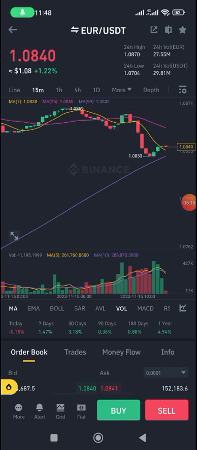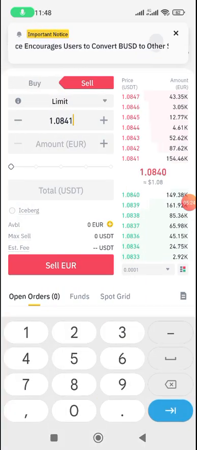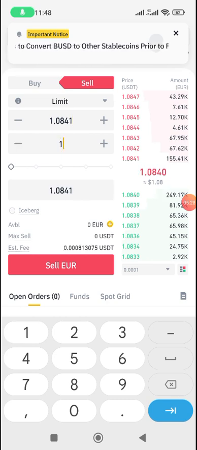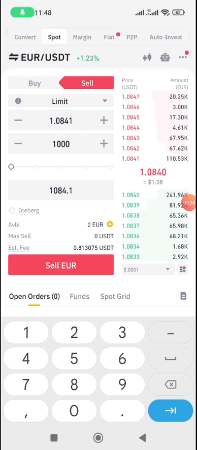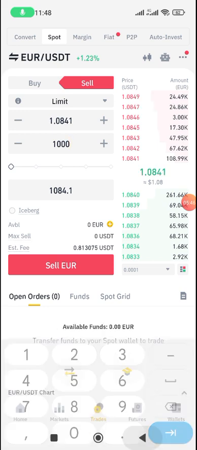You can decide to withdraw as euros, but look at it this way. Let's say you click on sell. You deposited 1,000 euros, and then you will now have 1,084 USDT. So how do you get this USDT in naira? That is the big question.